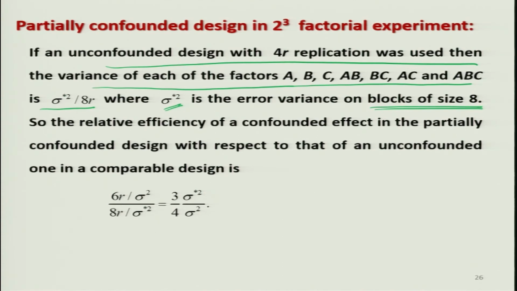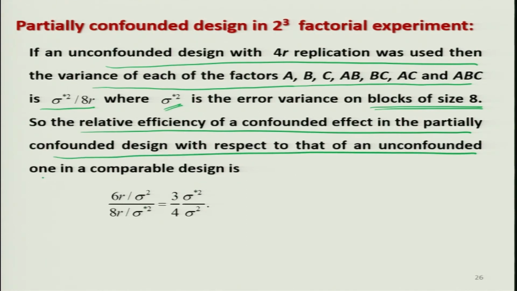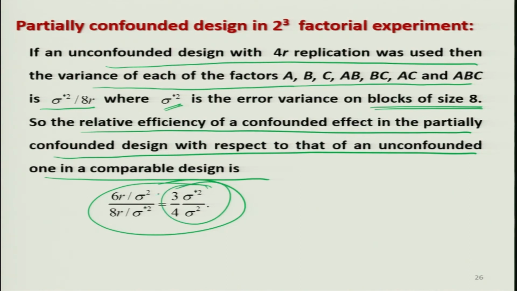And now you have estimated it on the basis of partial confounding. So the relative efficiency of a confounded effect in the partially confounded design, with respect to that of an unconfounded one in a comparable design, is like this: 6r upon sigma square divided by 8r upon sigma star square. If you simplify, this comes out to be 3 upon 4 times sigma star square upon sigma square. So now what is the meaning of this?